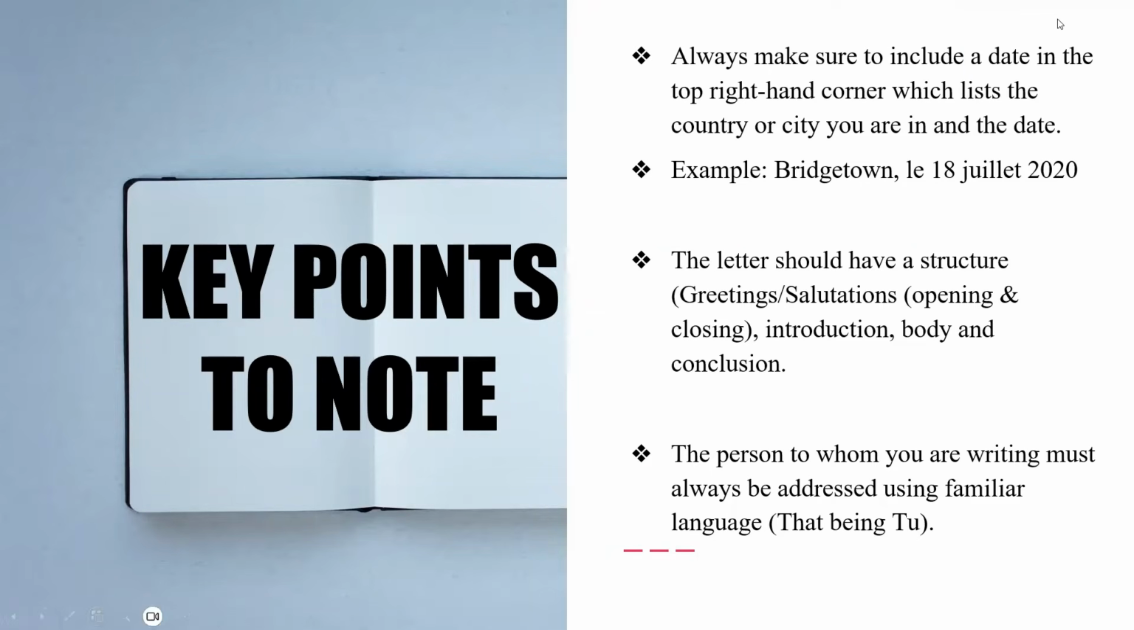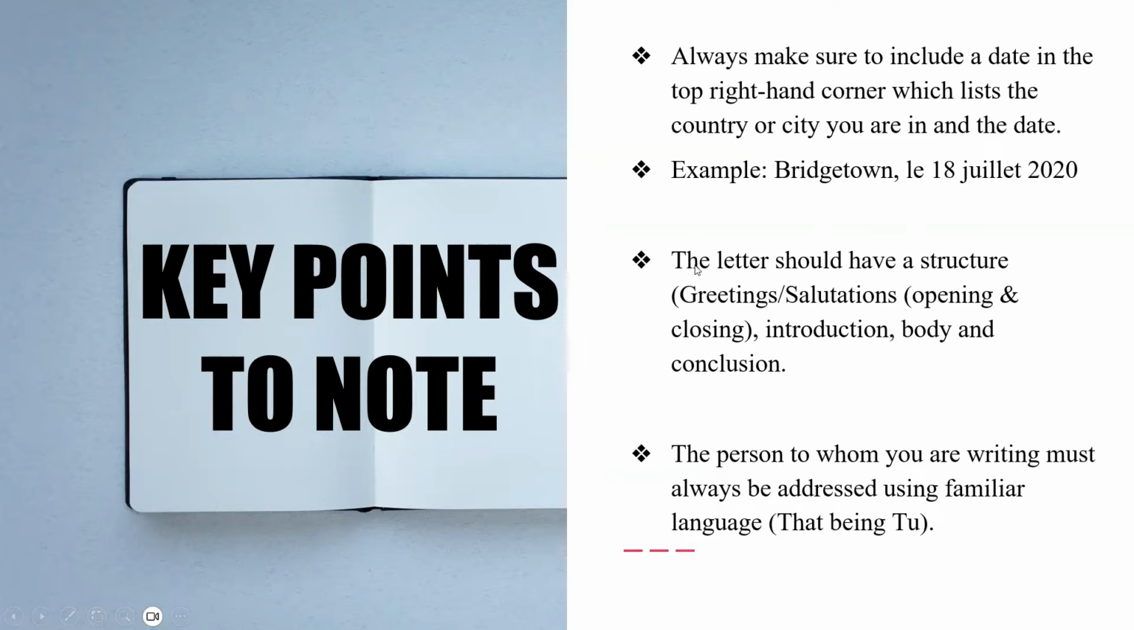So here are some key points to note. All right. Always make sure to include a date in the top right-hand corner, which lists the country or city you are in and the date. Example, Bridgetown, le 18 juillet 2020. Bridgetown, comma, the 18th of July, 2020.